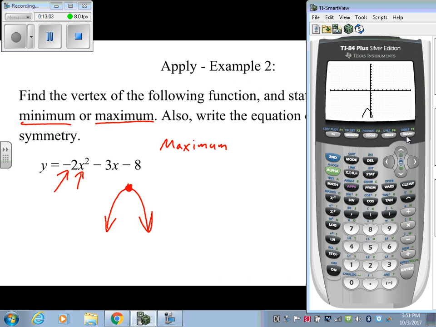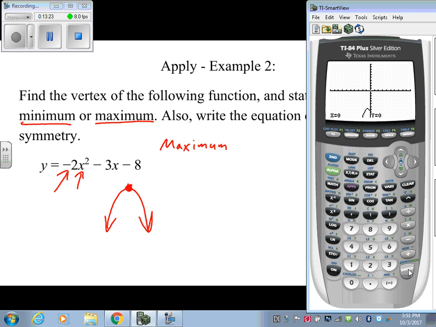But it does still have a vertex. It does still have an axis of symmetry. The problem is I can't see it very well. It's all happening right down here, and I wish I could just see it a little bit more clearly. So what we could do is zoom in a little bit, and I think I'm going to go ahead and do that. So I'm going to press second, but I'm going to go straight to zoom, and I want to zoom in.